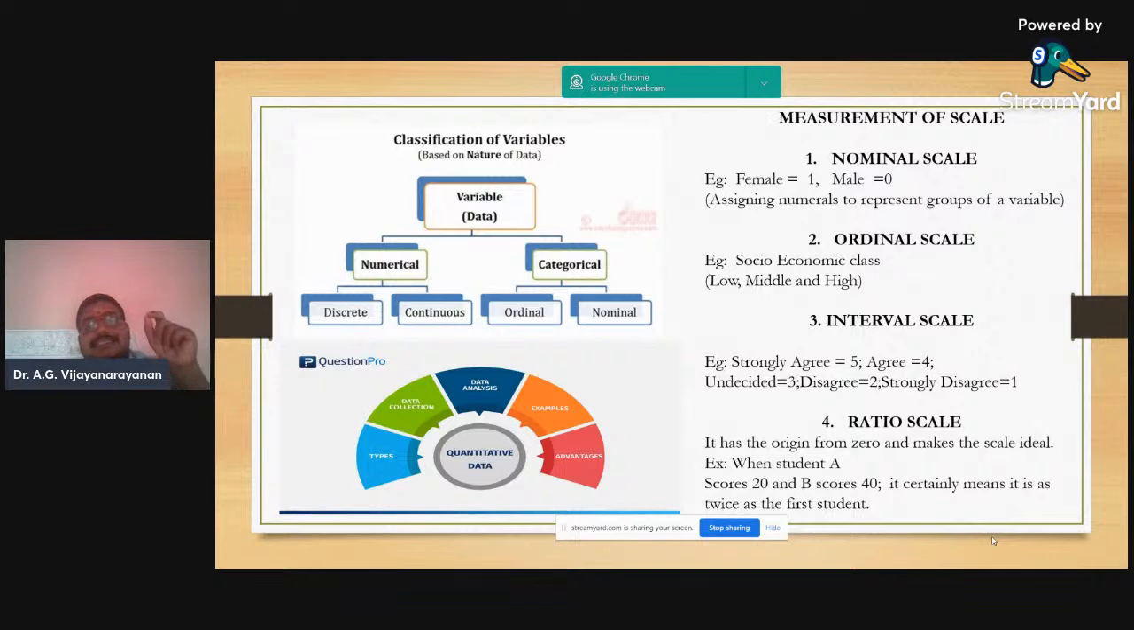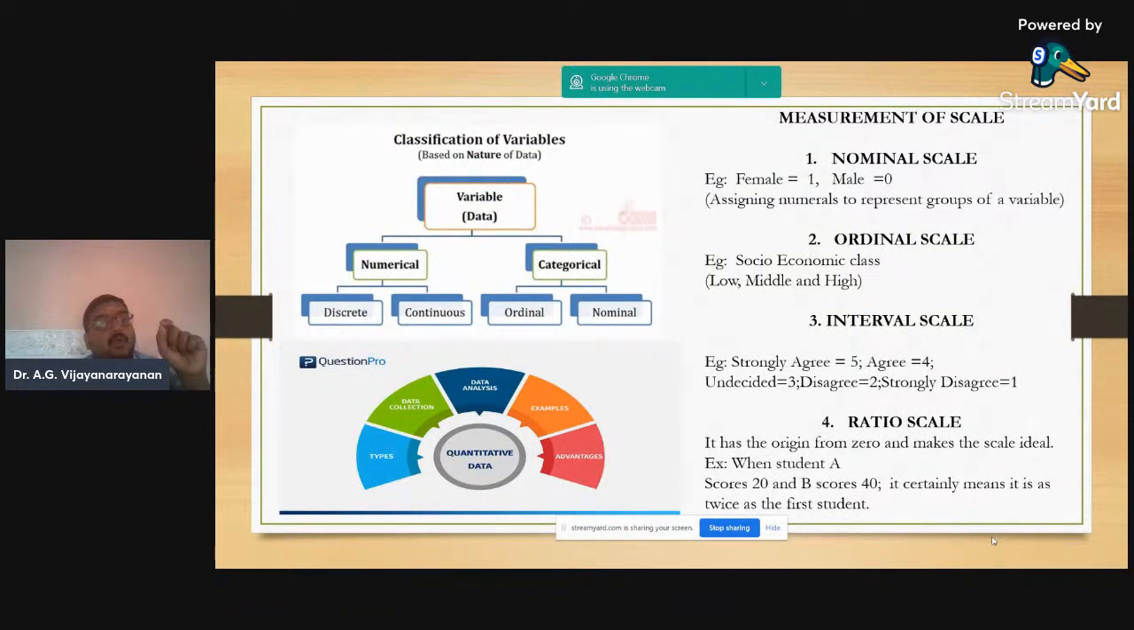If your data is in nominal or ordinal scale, it is categorical in nature. You cannot do many statistical tests, especially parametric test. Please make a note of it somewhere. Parametric test is not possible if you measure your question in nominal and ordinal scale.